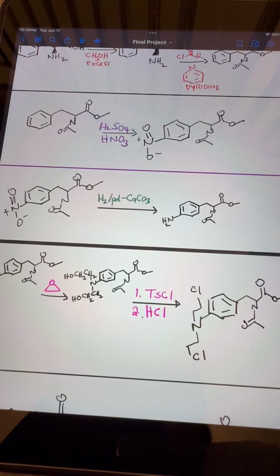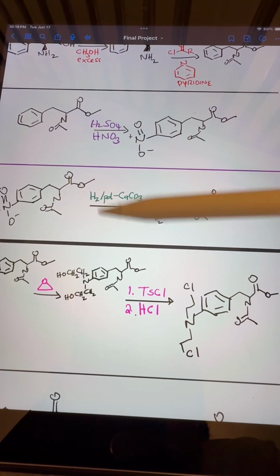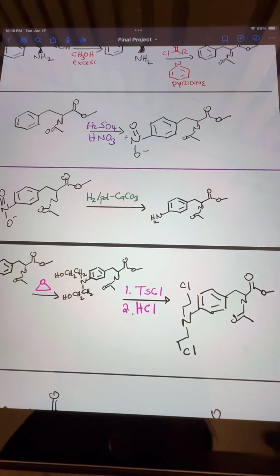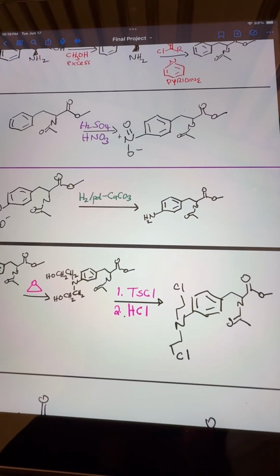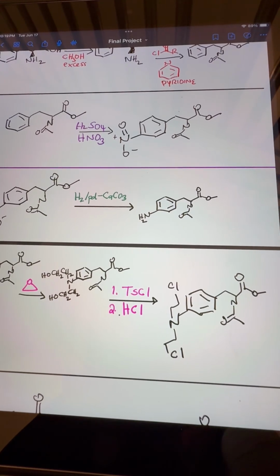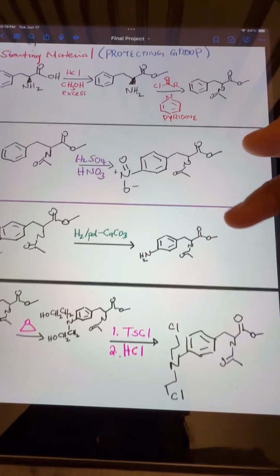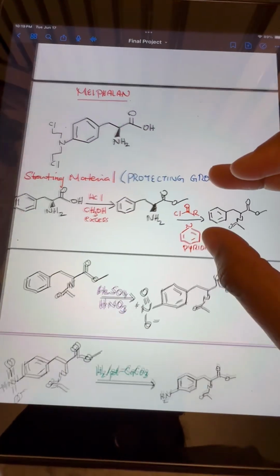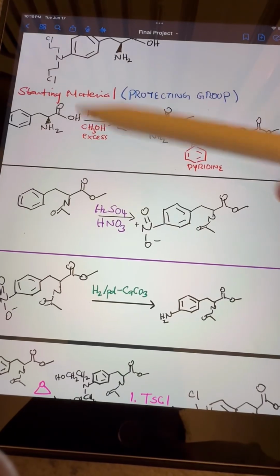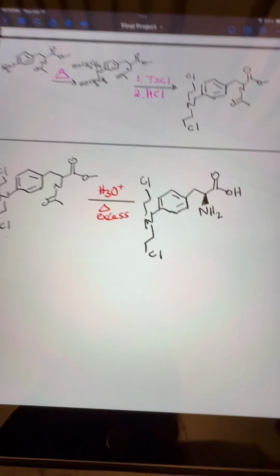I've also thought of using a different reagent here than what I used here. So that is something I would have thought of in the future if I were to build this synthesis. Yeah, so that's how I was able to synthesize Melphalan from this material all the way to here. Thank you.